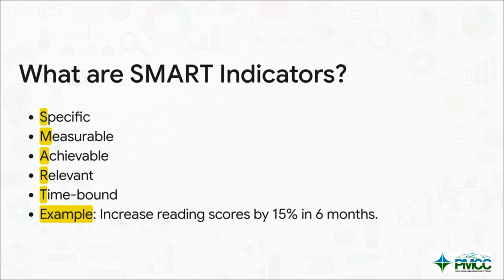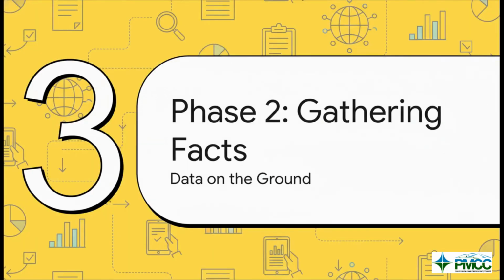It's crystal clear. Okay, so you've got a solid plan and clear targets. Now it's time for phase two, where we get our hands dirty and start gathering the facts. This is where your beautiful plan meets the real world, and you start collecting the data that's going to tell you if it's actually working.